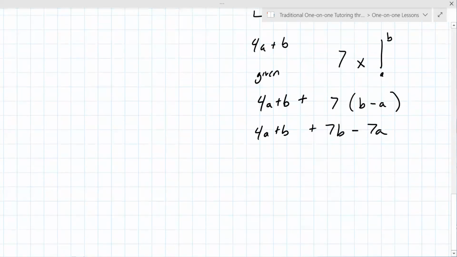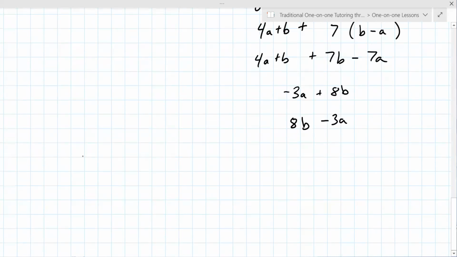And then you have to combine. So minus 3a plus 8b, or 8b minus 3a. The answer is actually presented this way, which is another kind of preference, to put the positive one first. Cool. Do you want to do another one like this? Yeah, let's do one more like that. Okay, let me make it slightly different.